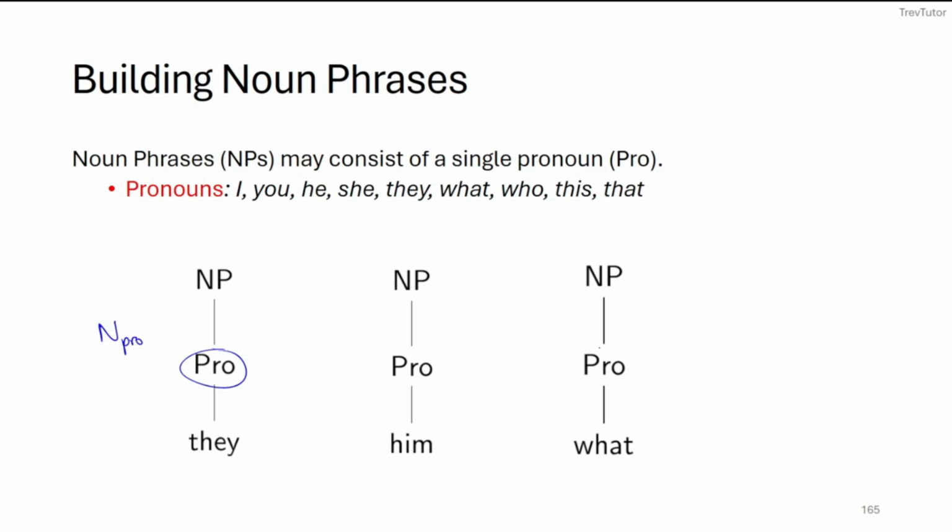If you have a pronoun, it builds into a noun phrase, and that's the only thing that is in the noun phrase. So pronouns like I, you, he, she, they, those are your typical ones, but we can also have pronoun demonstratives like this and that, like I want this or I want that, and our WH words like what, who, where, when, and why are also considered pronouns.